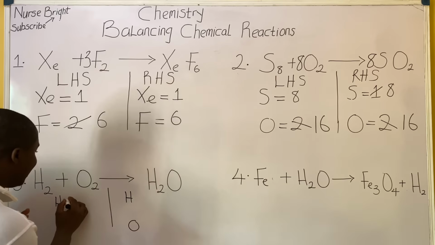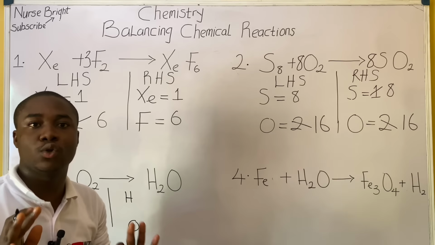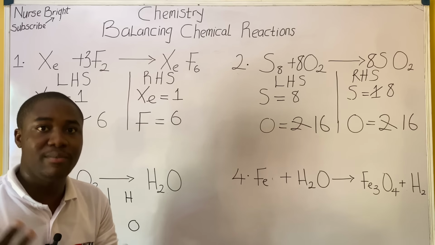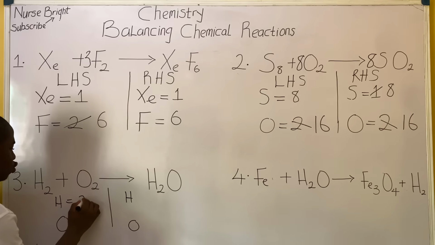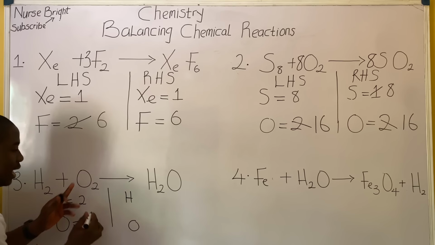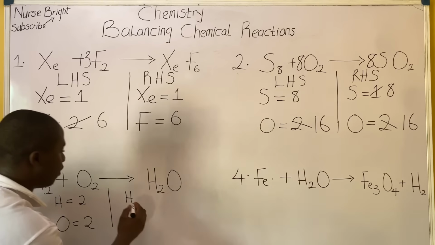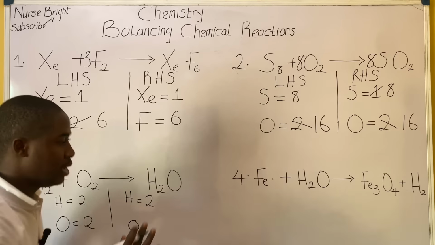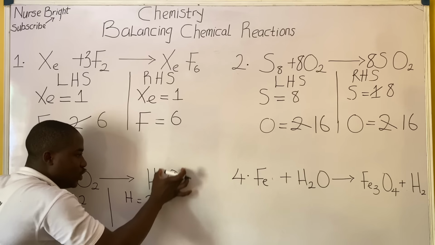Very simple. In the left, let's bring out the atoms given to us, the numbers of the elements given to us initially before we balance. So in the left, I'm having 2 hydrogen. In the left as well, I'm having 2 oxygen. I believe you are following me. In the right now, I'm having 2 hydrogen and as well as how many oxygen?